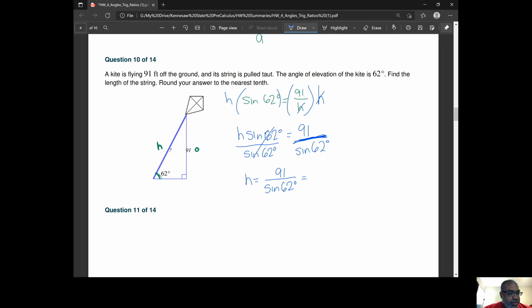is equal to 91 over sine of 62. Let's see, load, we are in degrees, put enter, and I get, rounded to the nearest tenth, 103.1 feet. The actual number is 103.063, blah, blah, blah, but it says round to the nearest tenth.